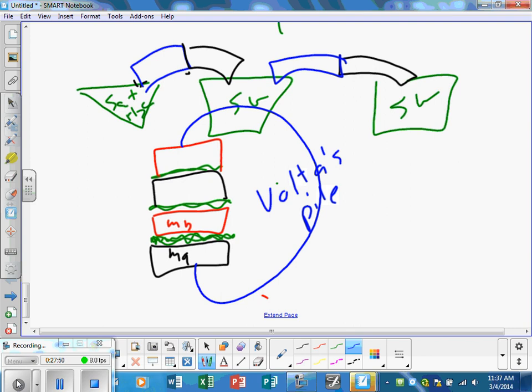I guess they say that they've seen this stuff back in the Egyptian times, so Volta's pile would be named after someone a lot later than the Egyptians, right? In time.